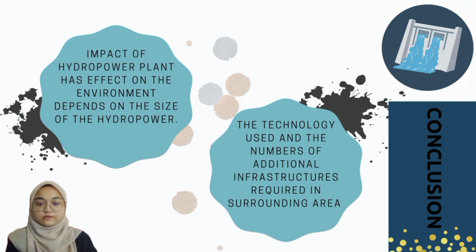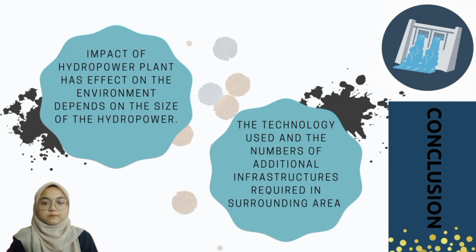The conclusion of this hydropower plant is that the impact of a hydropower plant on the environment depends on the size of the hydropower. The bigger the size of the hydropower plant, the bigger the effect on the environment. It also depends on the technology used and the number of additional infrastructures required in the surrounding area. This is because to build this hydropower plant, it requires such a big area to complete the construction process. It means the planning of this hydropower plant needs extra careful steps to lessen the disruption to the environment and also to the habitat.